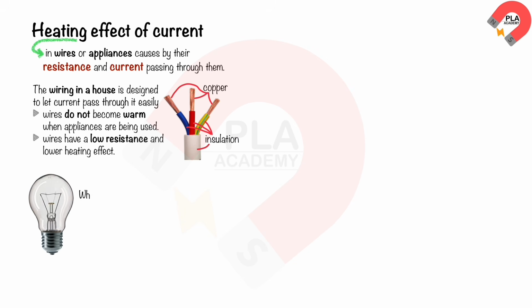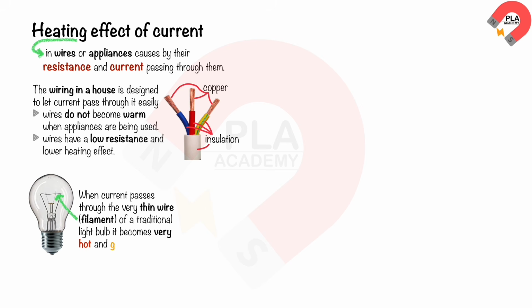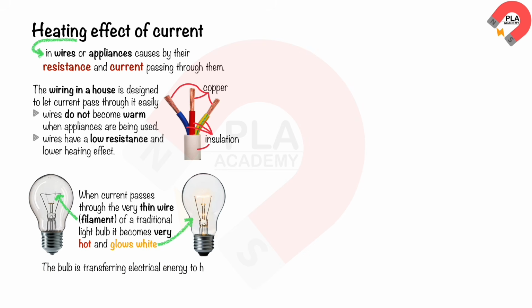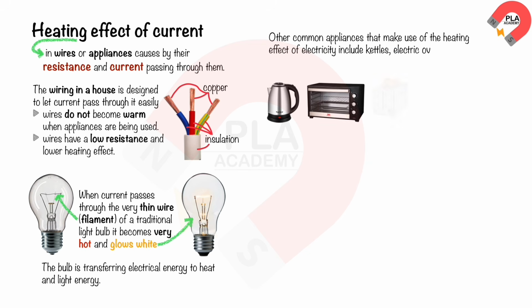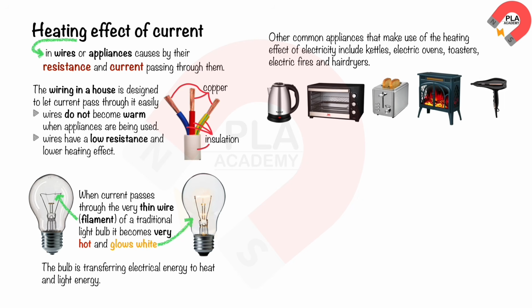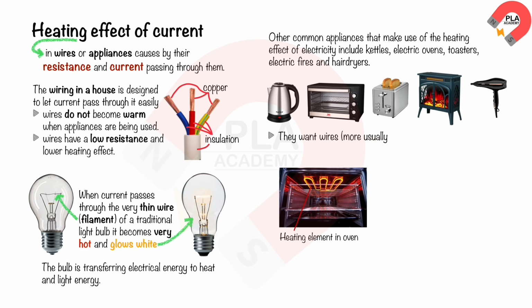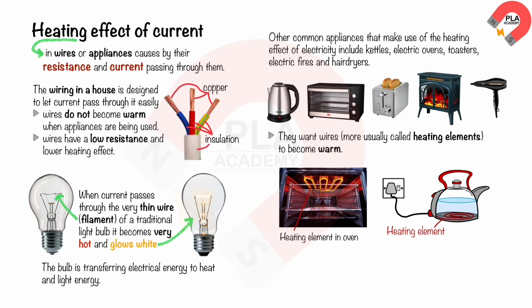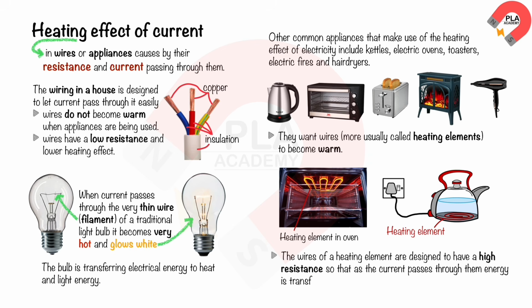A light bulb. When current passes through the very thin wire filament of a traditional light bulb, it becomes very hot and glows white. The bulb is transferring electrical energy to heat and light energy. Other common appliances that make use of the heating effect of electricity include kettles, electric ovens, toasters, electric fires and hairdryers. They want wires, more usually called heating elements, to become warm. The wires of a heating element are designed to have a high resistance, so that as the current passes through them, energy is transferred and the element heats up.